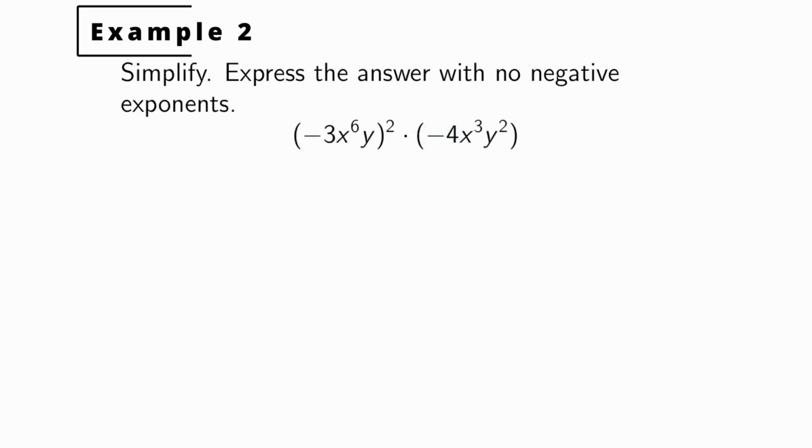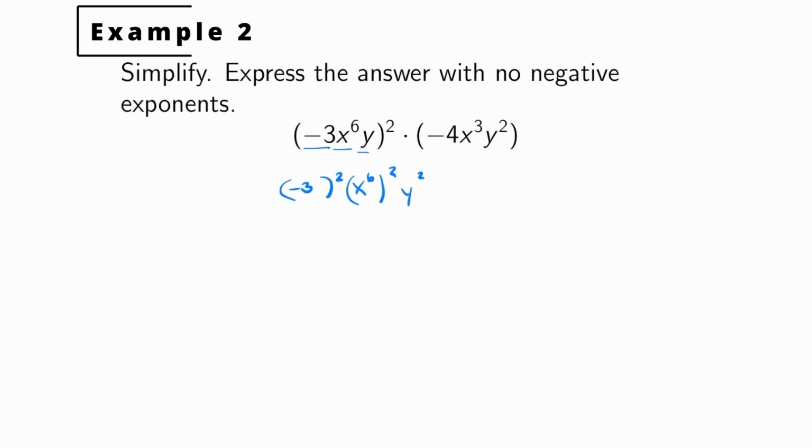Example 2. There's a little bit more to do in this problem. Remember PEMDAS. The first thing we do is see if we can simplify anything inside the parentheses, and the answer is we can't. But we have this squared here, so we're going to use the rule where we raise a product to a power. We identify our factors in here: -3, x to the 6th, and y. I need to square each one of those. So I'm going to get -3 squared, x to the 6th squared, and then y squared.